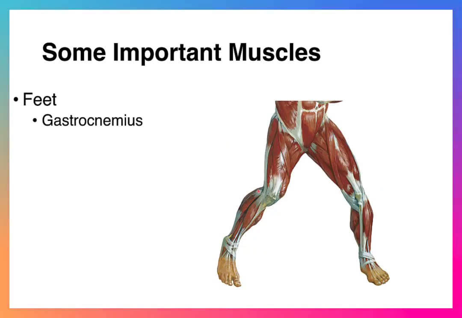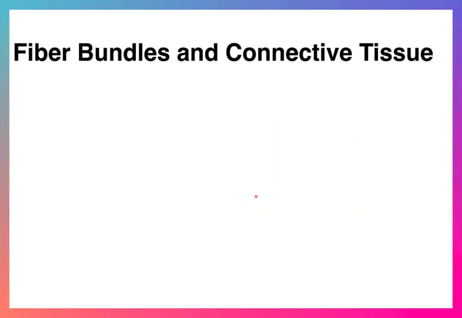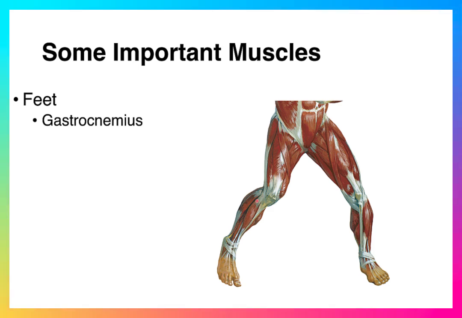Lower down, you have the gastrocnemius, which is this large muscle in the back of your leg, and then also you have the tibialis anterior, which is responsible for allowing you to pull your foot up towards your knee. The gastroc is the opposite motion. It allows you to stand on your tiptoe.